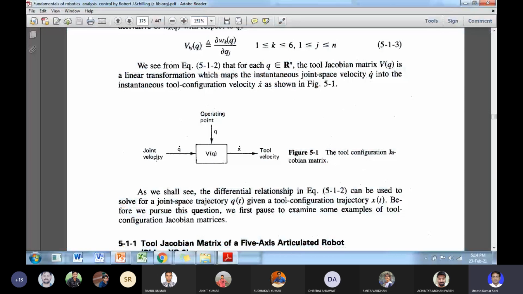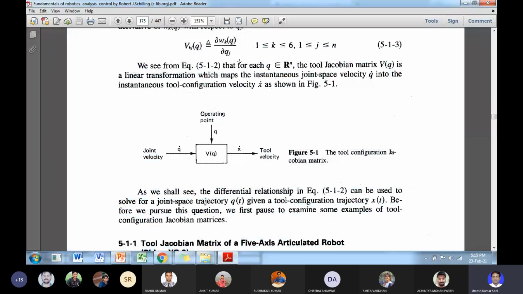Okay, so this is the joint velocity multiplied by vq. This vq depends on operating point q. At any angle theta 1, if theta 1 has some value, this Jacobian matrix will have that value. Depending on the theta 1, theta 2 values at that time, what is the value of these joint variables, the values of individual elements in the Jacobian matrix will depend on this operating point.